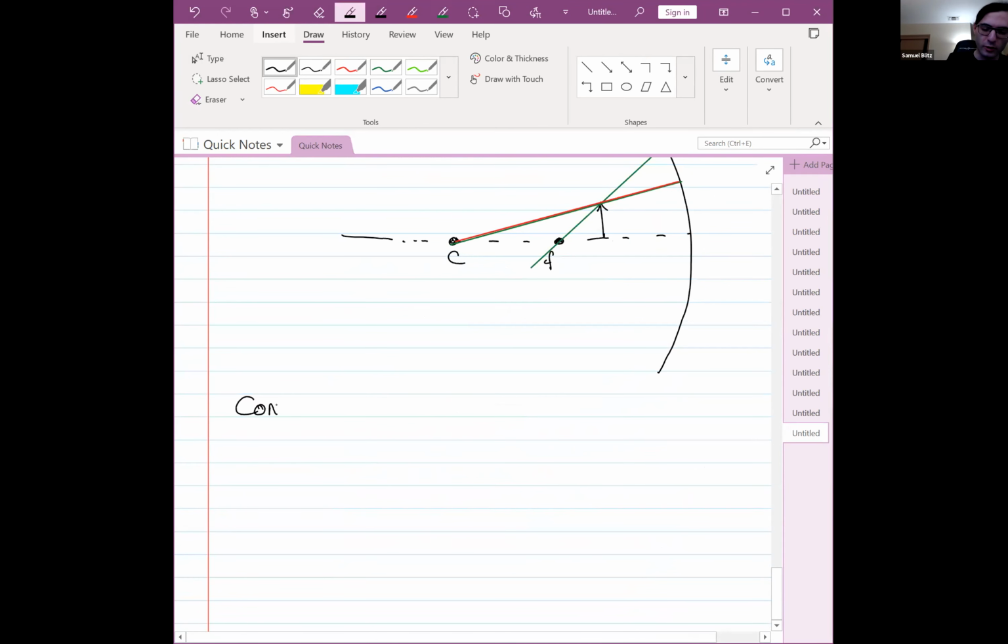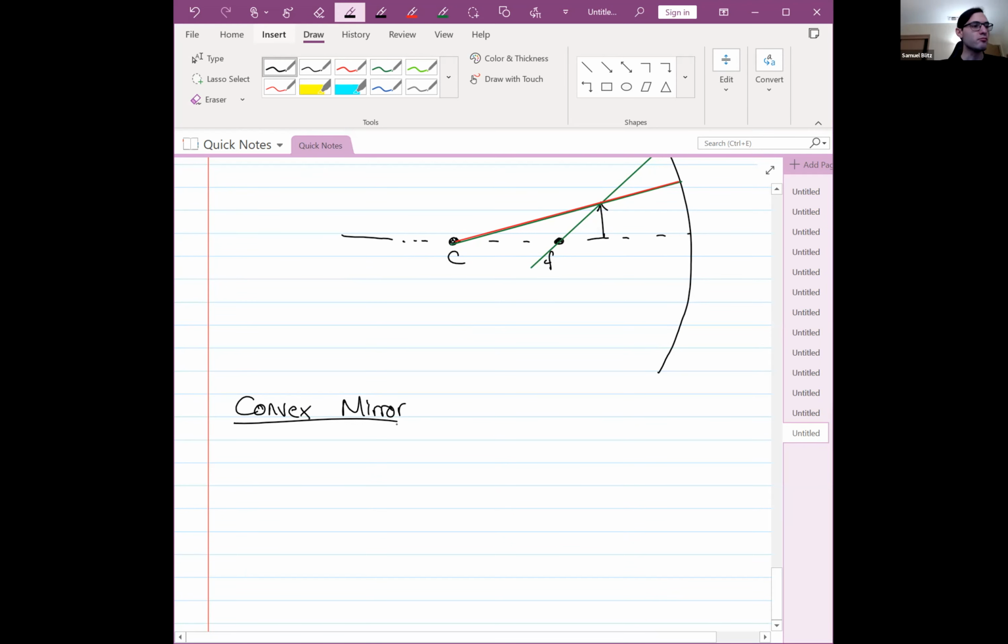Convex mirrors are a little bit harder to wrap your brain around, or maybe not. A convex mirror is just the opposite of the concave mirror. The concave mirror is the one that looks like, if you were to walk to it, you're walking into a cave because it curves in on you. A convex mirror is the one that just bulges out.